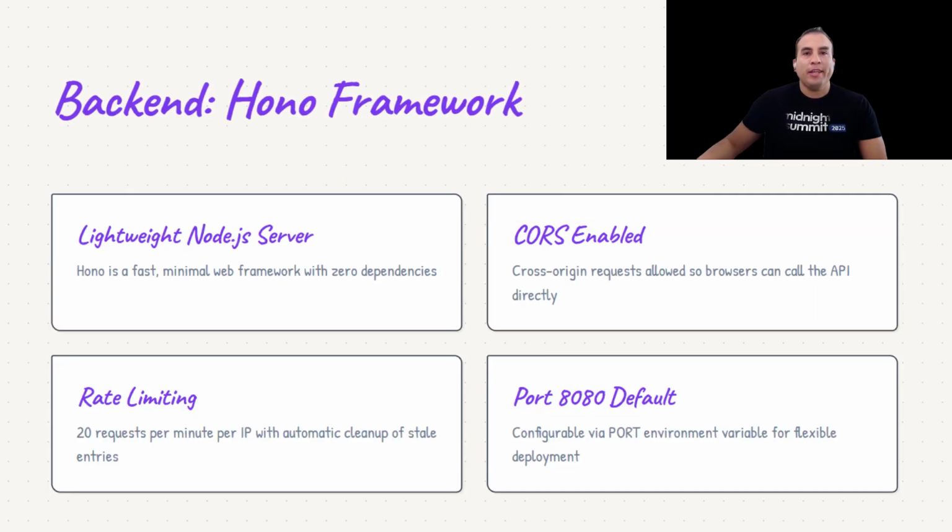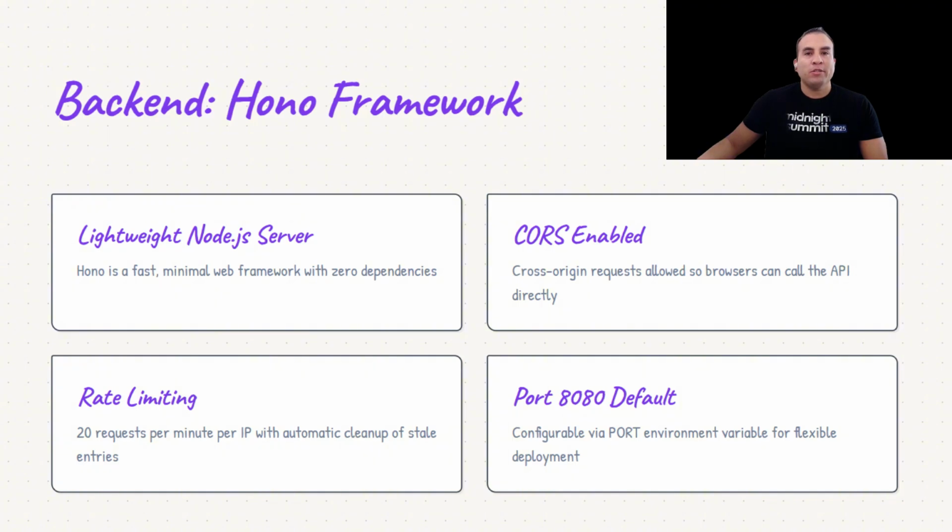The backend is built on Hono, which is a lightweight Node.js web framework with essentially zero dependencies. If you have used Express, it's the same idea but faster and leaner. CORS is enabled out of the box, so browsers can call the API directly. Rate limiting is implemented in memory, 20 requests per minute per IP address, with automatic cleanup of stale entries so memory doesn't grow forever.